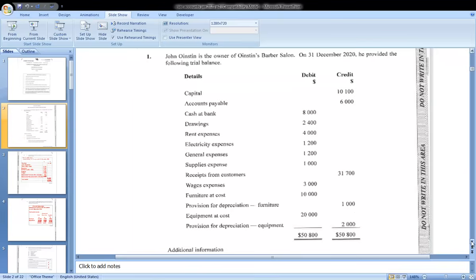Debit, cash at bank 8,000, drawings 2,400, rent expenses $4,000, electricity expenses 1,200, general expenses 1,200, supplies expense $1,000, receipts from customers 31,700, that's a credit balance, wages expenses 3,000 debit, furniture at cost $10,000 debit, provision for depreciation furniture 1,000 credit, equipment at cost 20,000 debit, and provision for depreciation equipment 2,000.